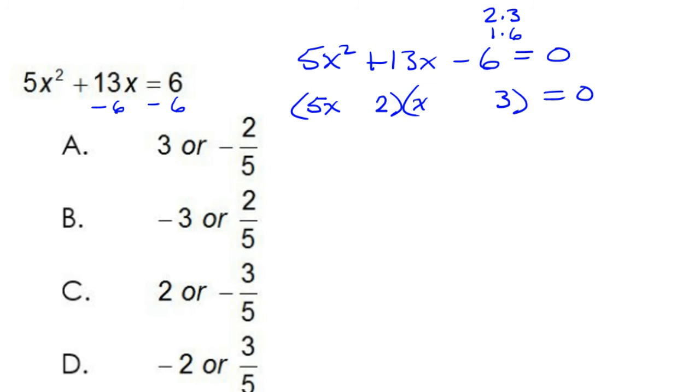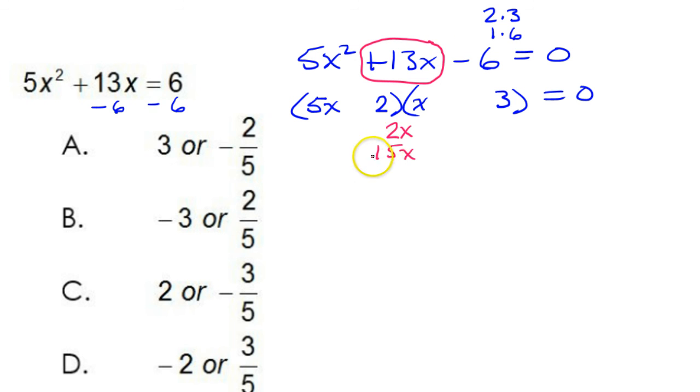So inner, you know what, I'm going to change colors just because I can. So inner plus outer equals middle. Inner, I have 2x. Outer, I'm multiplying here, I have 15x. I'm trying to get a middle of 13x.